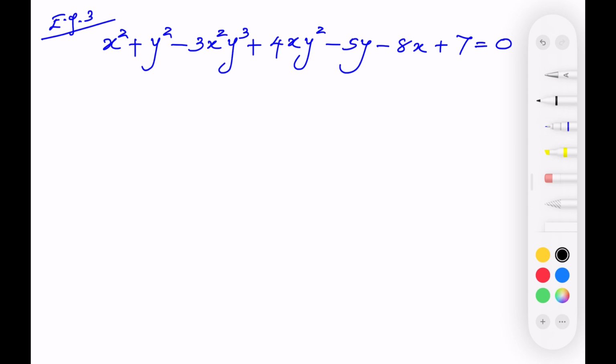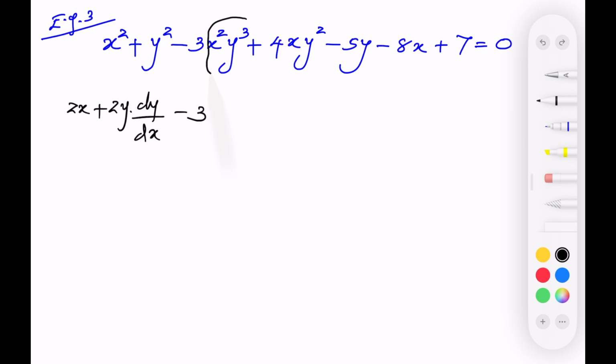Now I will differentiate each of the terms in this equation with respect to x. When I differentiate x squared with respect to x, I will have a 2x plus I need to differentiate y squared with respect to x. First I have to differentiate it with respect to y, and that times dy by dx. Y squared differentiated with respect to y will be equal to 2y, that times dy by dx, minus 3, which is a constant, so I can factor that out.